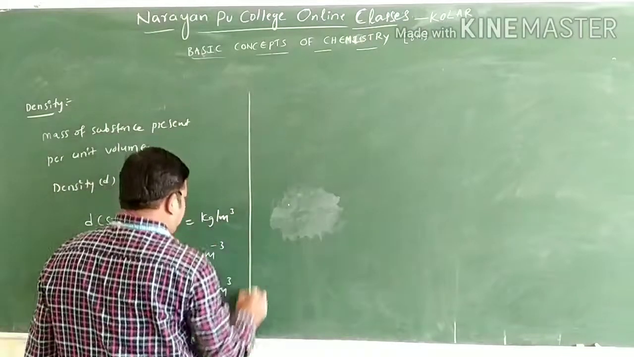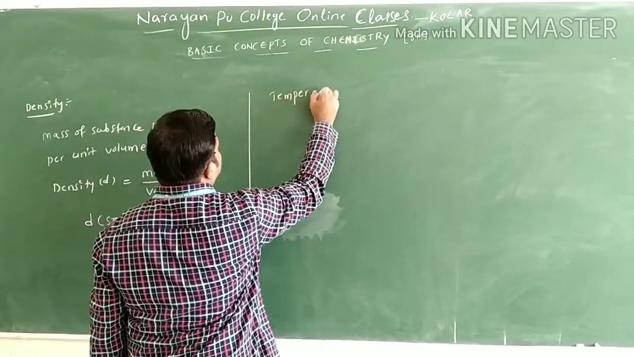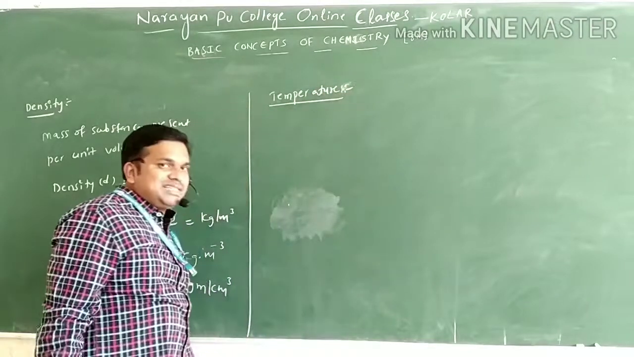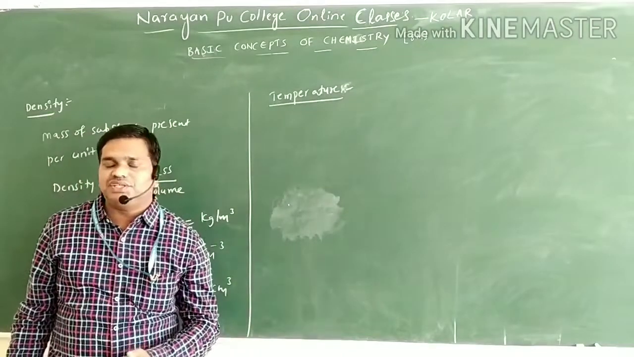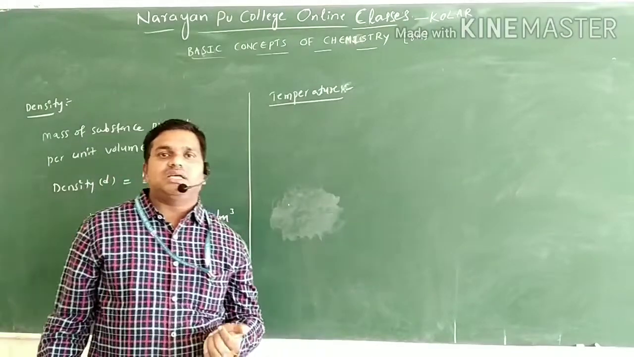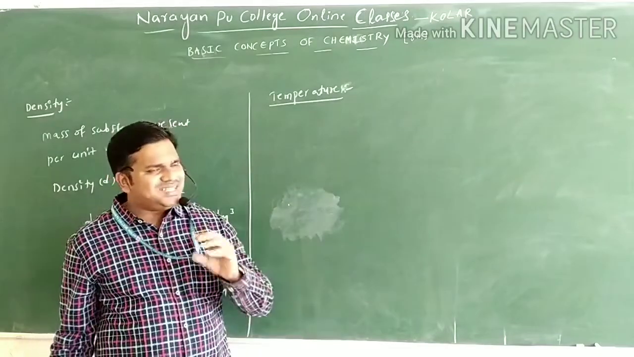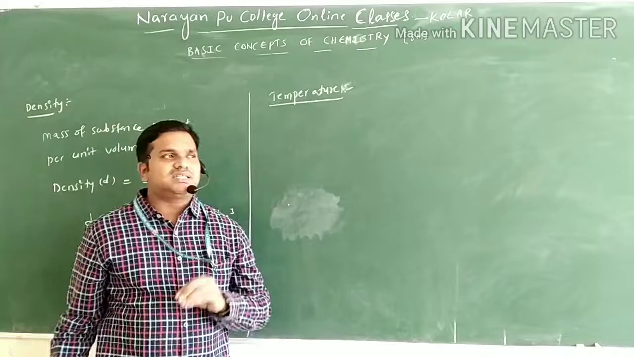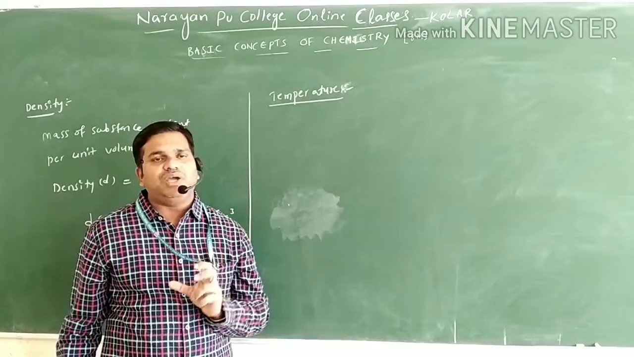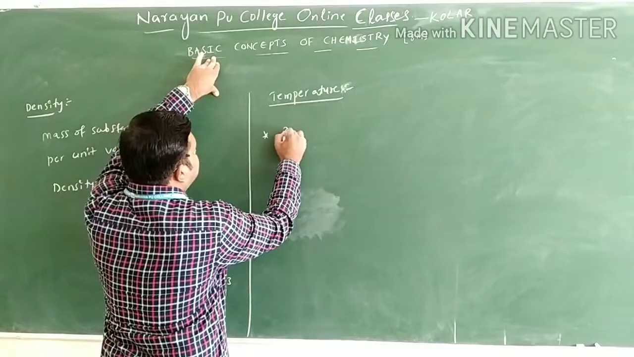The next one we have is temperature. How can we measure temperature? Temperature can be measured in 3 different scales: degree Celsius, Fahrenheit scale, and Kelvin scale. Very important and very easy conversions. We can convert degrees Celsius into Kelvin, or Kelvin into Fahrenheit, and vice versa.